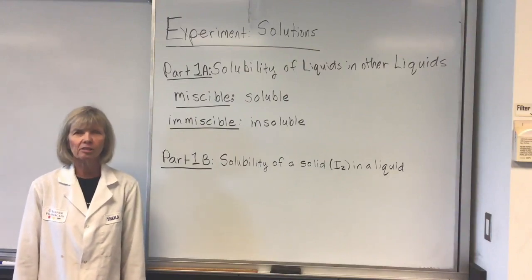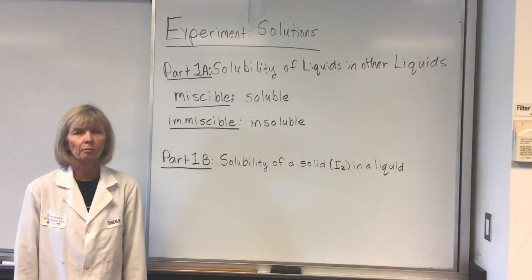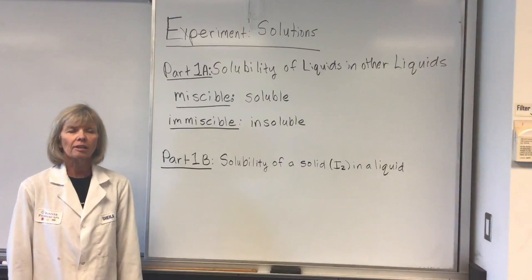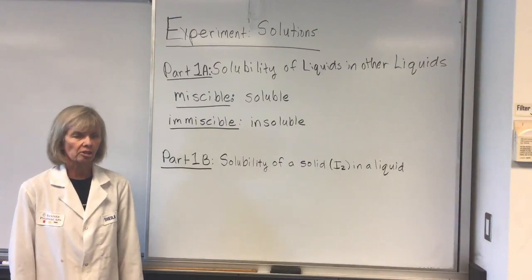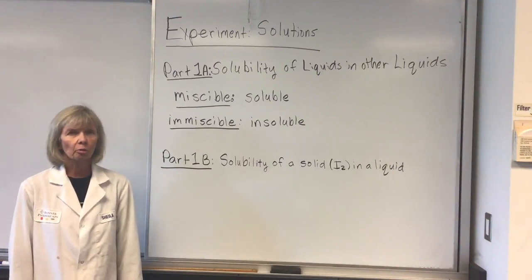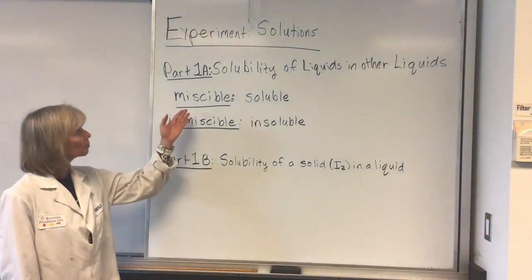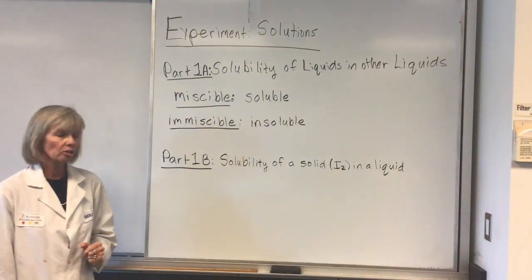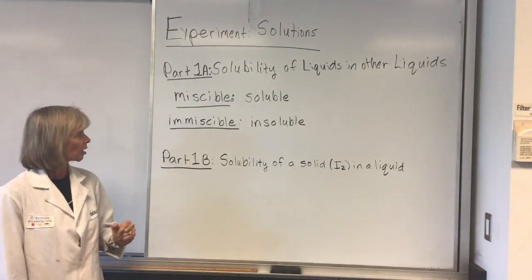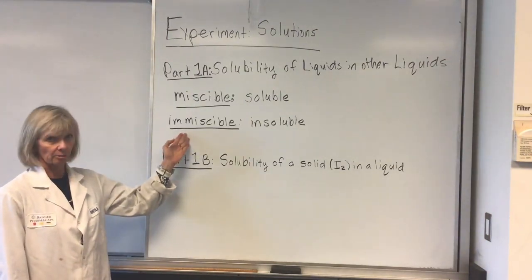In our experiment on solutions, in the first part, you're going to be mixing liquids together and determine if they are soluble in each other. In chemistry, the term we're going to use, if your two liquids, when you mix them together, mix, is miscible. If the two liquids, when you mix them together, do not mix, then we call that immiscible.